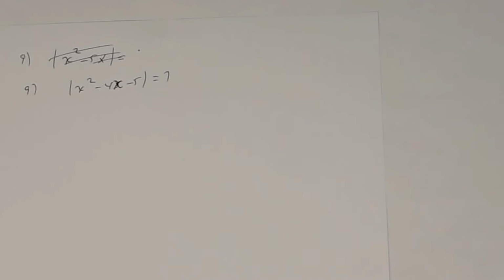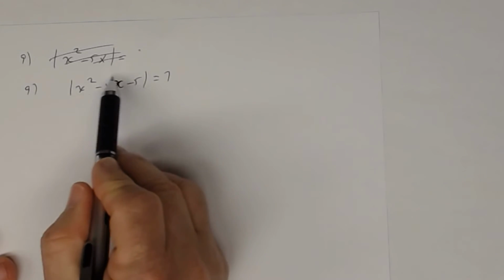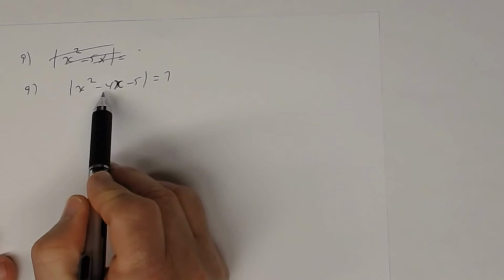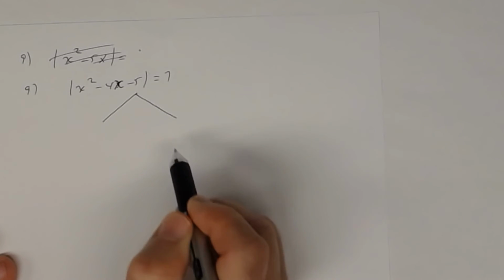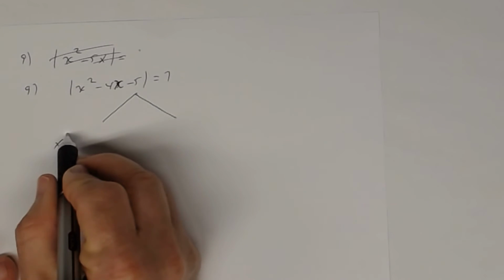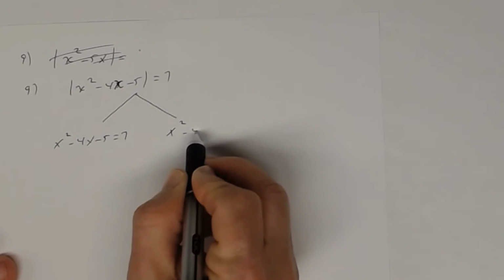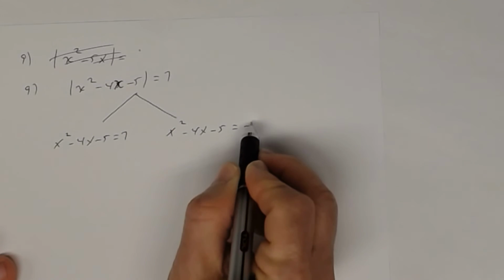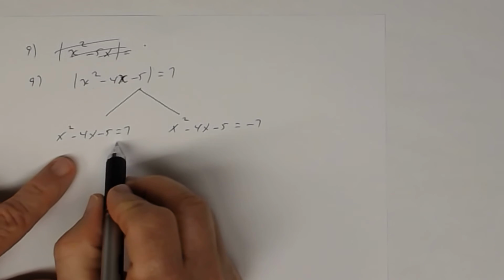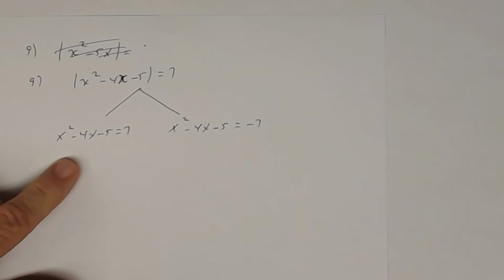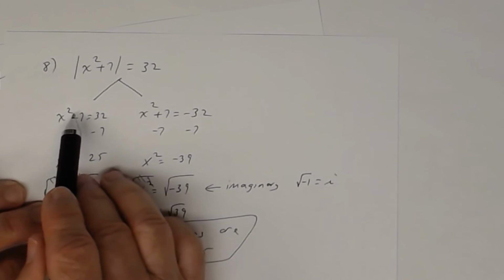Okay, so we have the absolute value expression by itself. The expression that's inside the absolute value bars is quadratic. This number on the other side is positive, so I'm going to go ahead and rewrite this without the absolute value bars. So I get x squared minus 4x minus 5 equals 7. And then x squared minus 4x minus 5 equals negative 7.